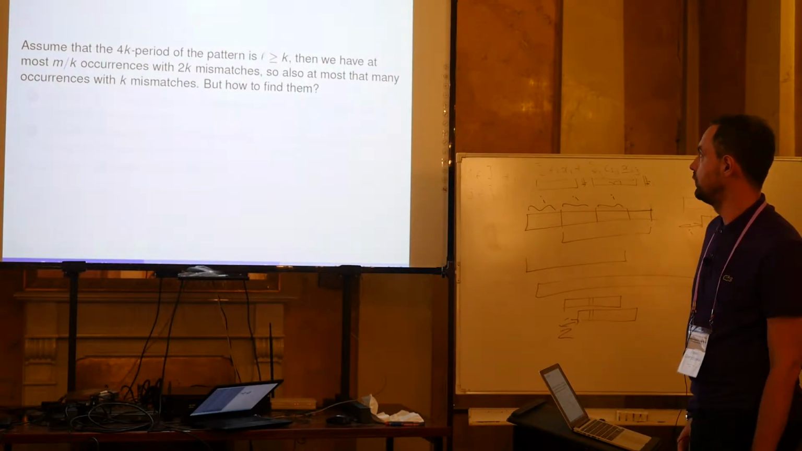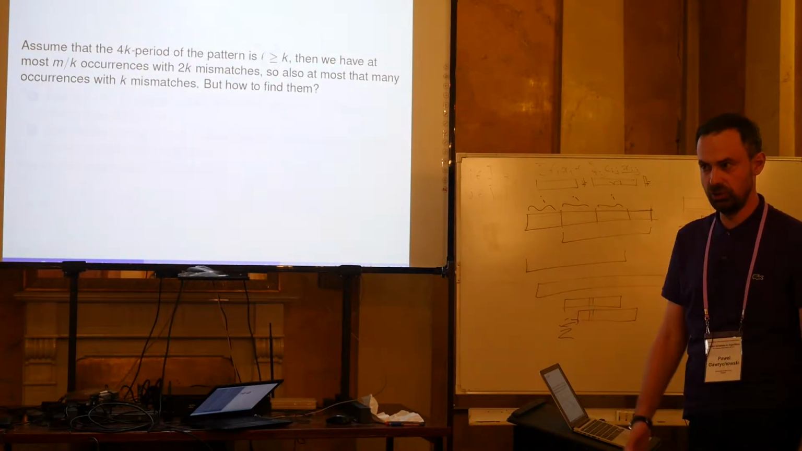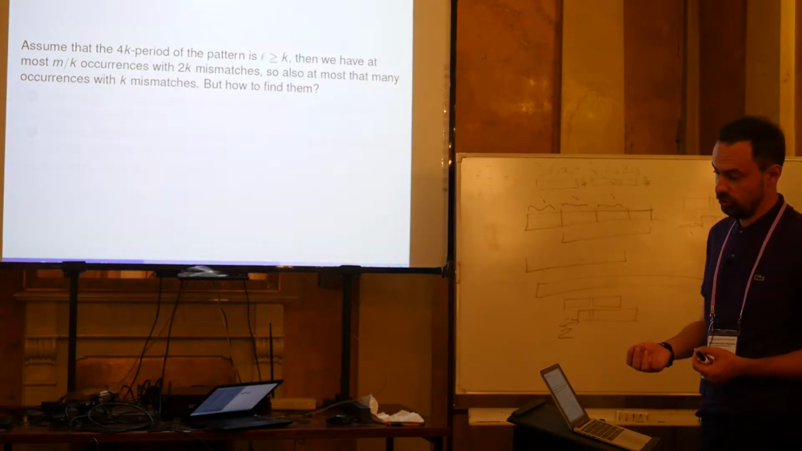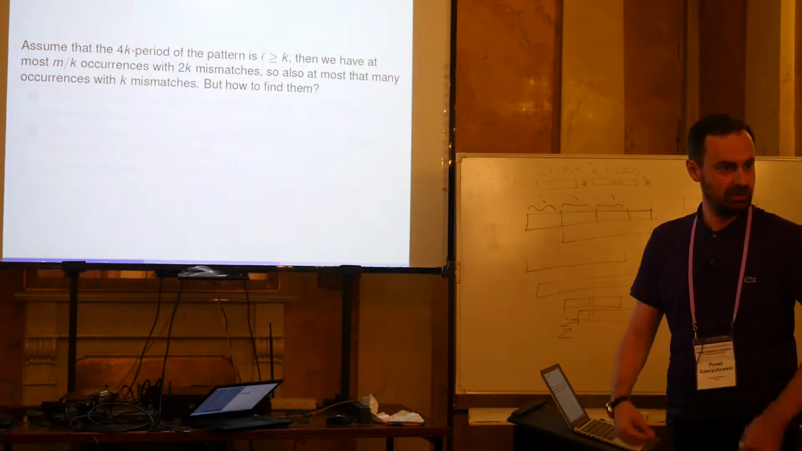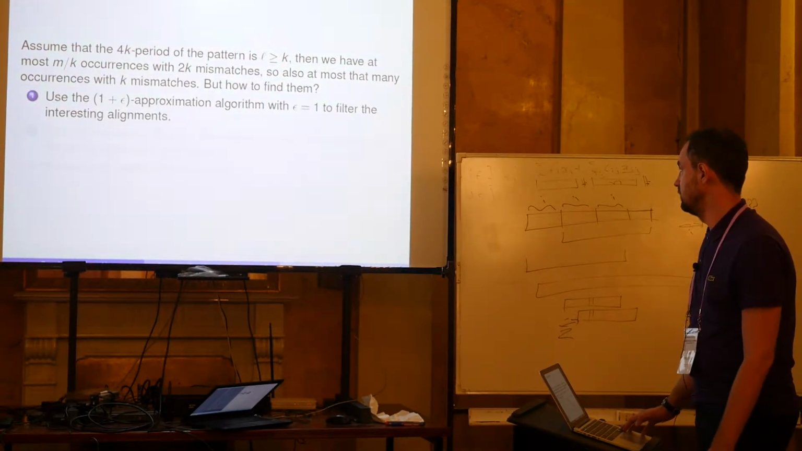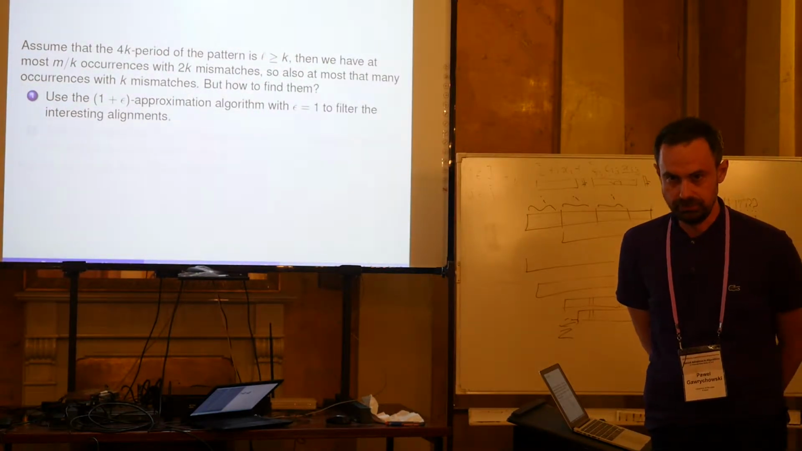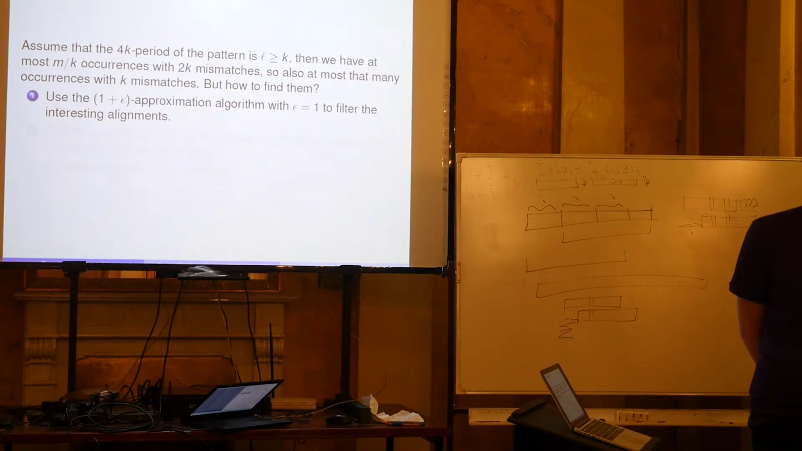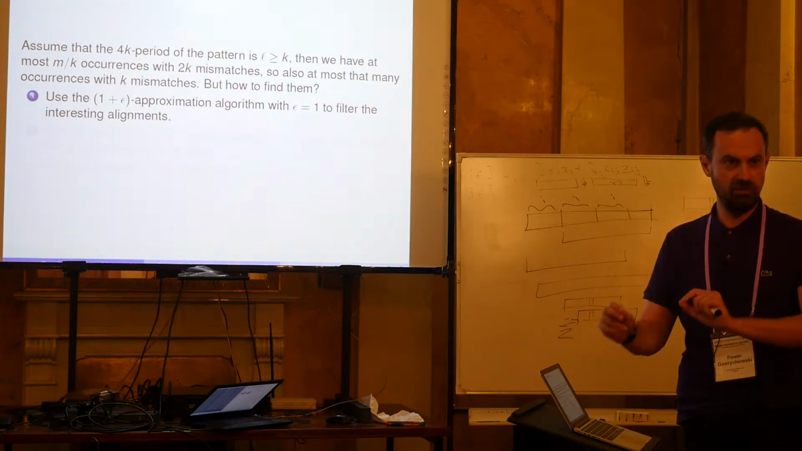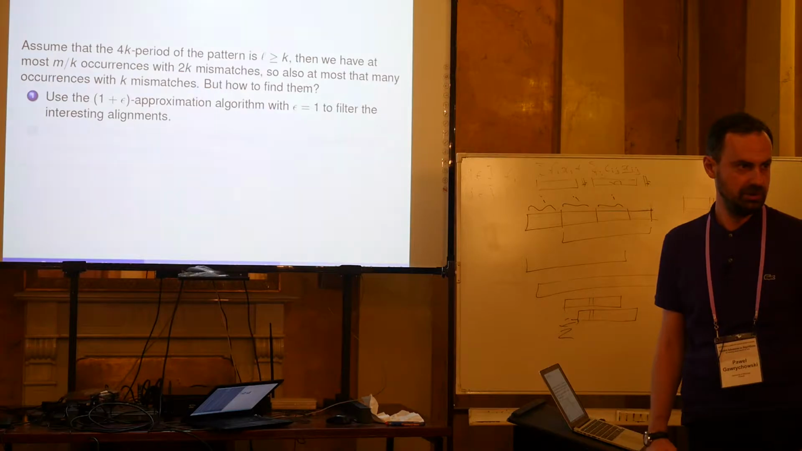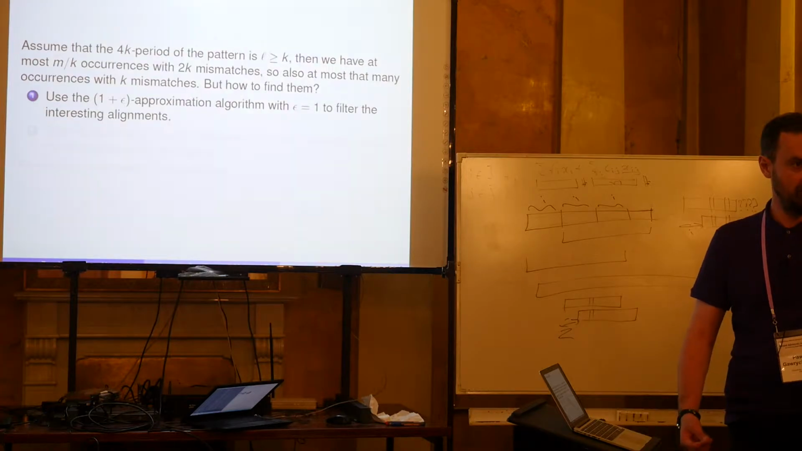It also means that you have at most that many occurrences with k mismatches. Because when you allow more mismatches, you will only get more occurrences. So there are very few positions that you are interested in, but how to find them? I claim that it's not very difficult. You can again use this approximation algorithm with epsilon set to 1, and you run this algorithm from the first slide on your text and your pattern. So what you will obtain is a 2 approximation of the number of mismatches for each position.